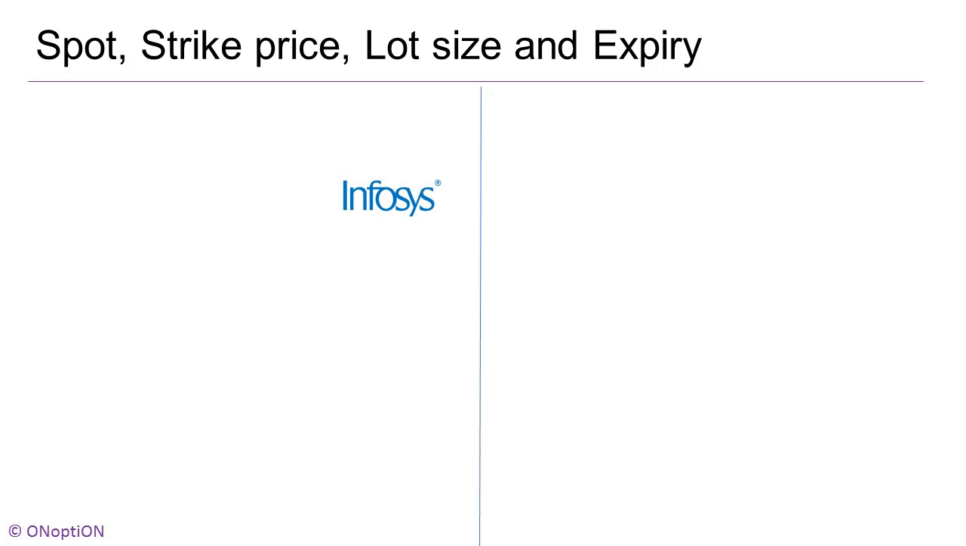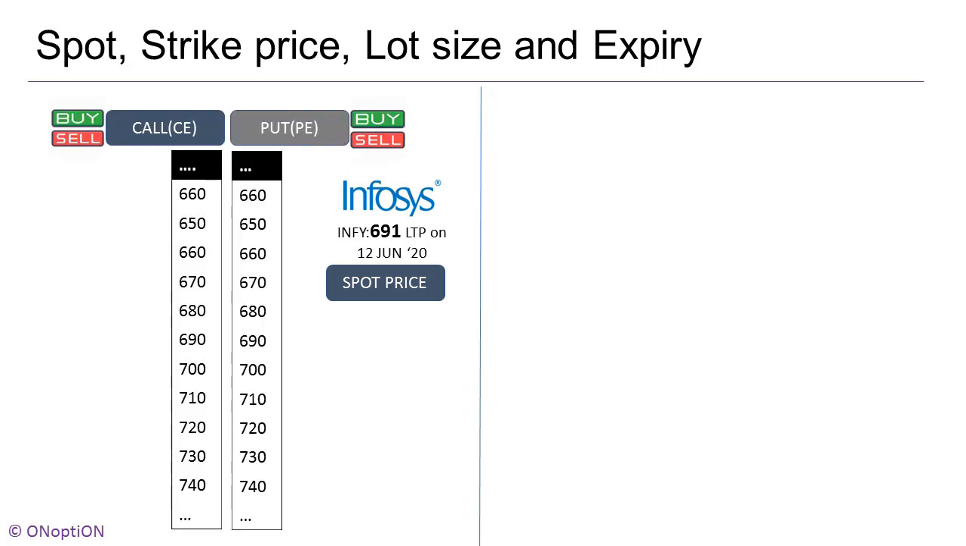Throughout this video, I will use Infosys stock and Infosys option as an example. The last traded price of Infosys stock on 12th June 2020 is 691 rupees. That is nothing but the spot price. If we look at Infosys options, you can trade in call options as well as put options. You can buy, and you can also sell, and you can do this trade at various prices. You can see the list here. These prices are known as strike prices.